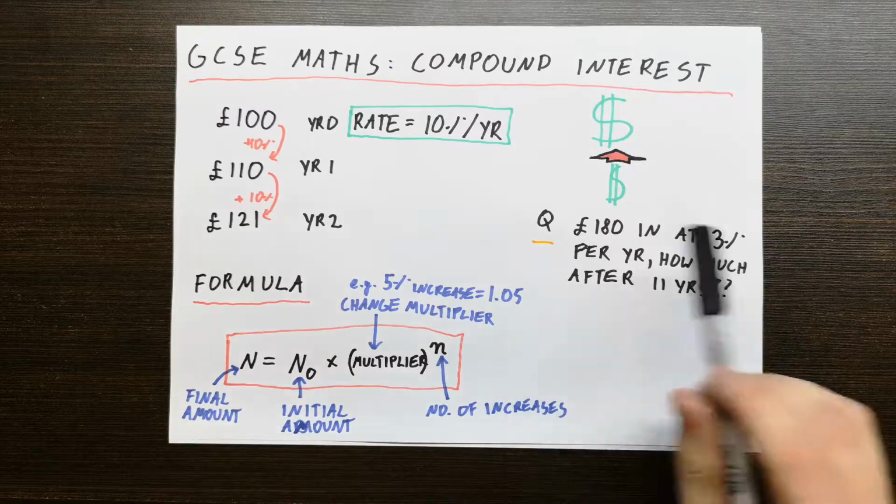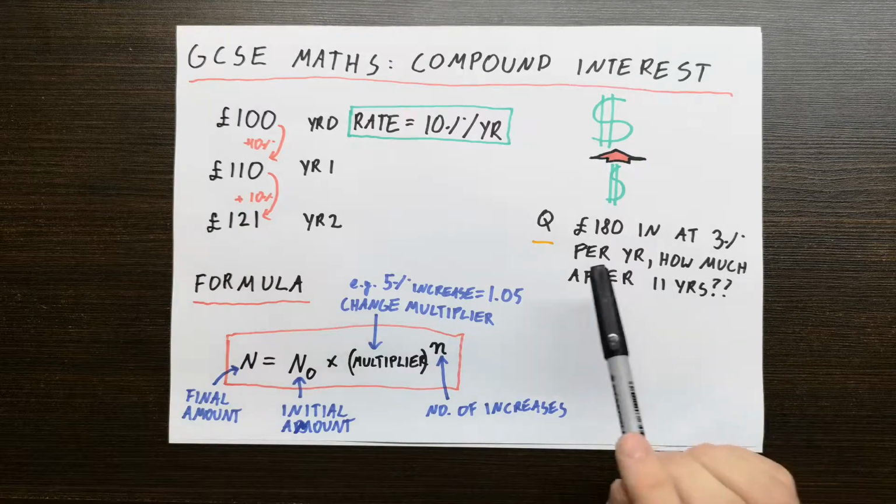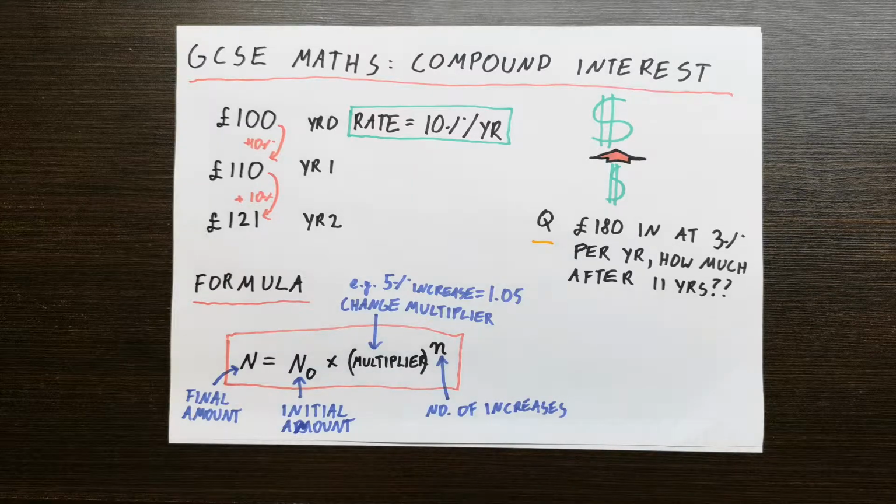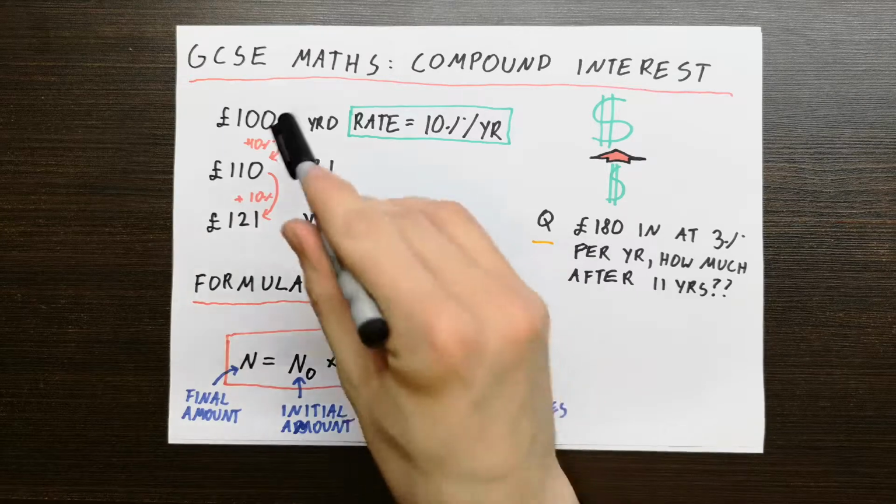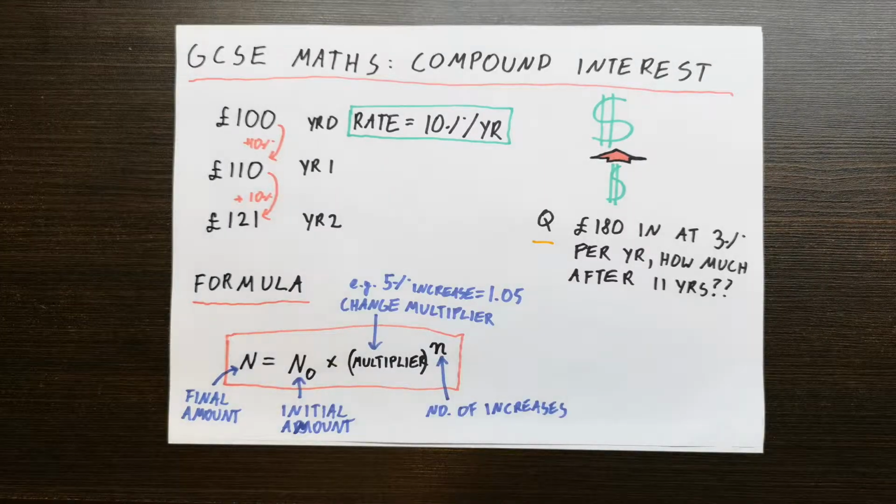So here's an example. So I will just quickly show you how this works. So the question is, £180 is invested at 3% per year in a compound interest fashion. How much money will that give us after 11 years? So now if we did that, you can see how quickly we would have a problem. We would just run out of space and probably time. So here we are going to apply this compound interest formula. And it's going to work very simply.